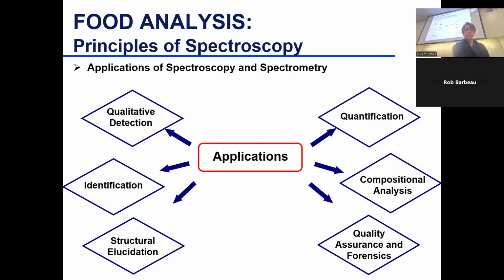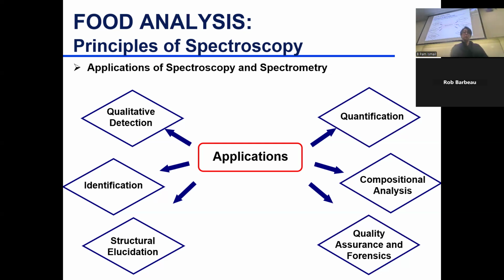Let me show you. So quantification, identification, there is qualitative detection. So detect, identify, and quantitate. These are three different things. Detect the presence of something, try to identify what it is, and then sometimes you quantitate.